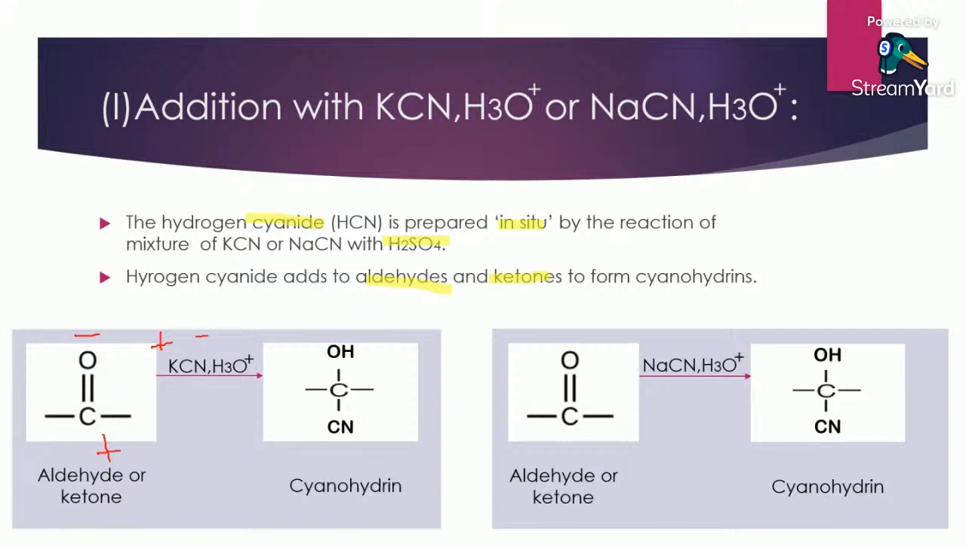In this reaction, this C double bond O will break, and the C has new substituents, which are OH and CN. This structure is called a cyanohydrin. In this reaction, what is most important is that we are looking for our nucleophile, and our nucleophile for our first example is CN.